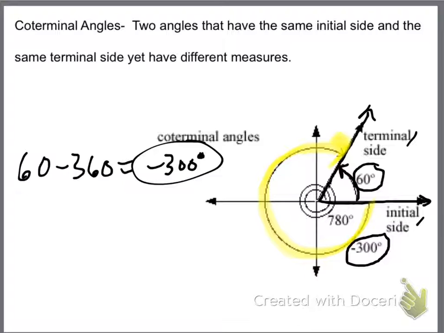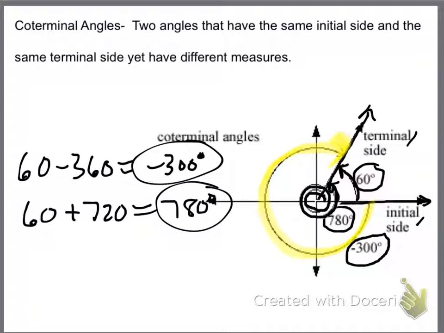Now you see this 780 here. What they did for 780 is they started here and they just went around and around. They started here and they went around and they went around again and then they came here. So what they did is they took 60 and they added 720. Now, 360 is one time around all the way. 720 is two times all the way around. So they went around 720 degrees, and then they added 60 because they went 60 more. So that is 780 degrees.